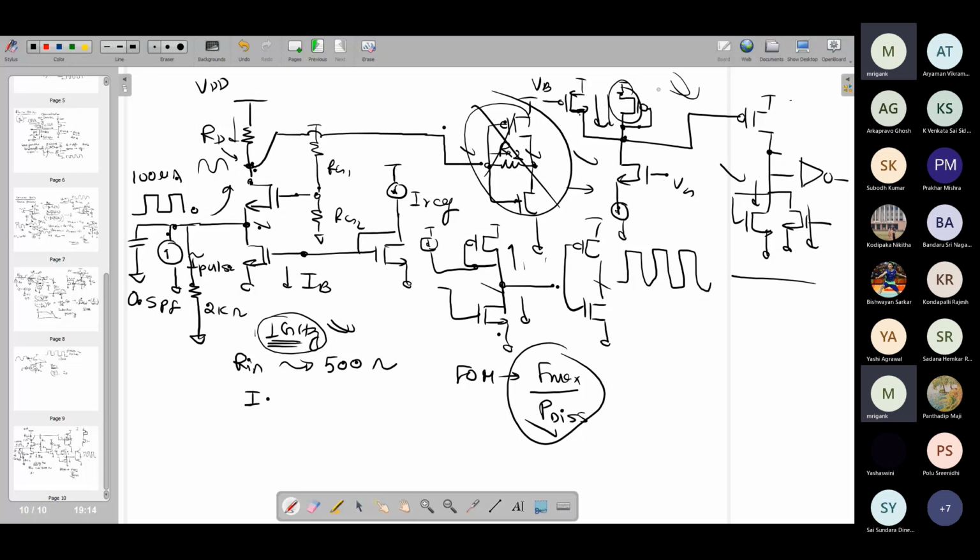You need to keep W by L very small so that the GM of this one is small, and the overall DC point over here is low. So those things you will have to still see. And whatever analysis we have done, it is based on ignoring RO. So when you actually take into account RO, you will see the effects coming. Like you will not get the ideal current source behavior. So those things you should be able to visualize.